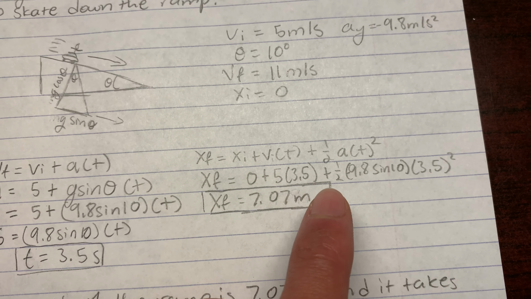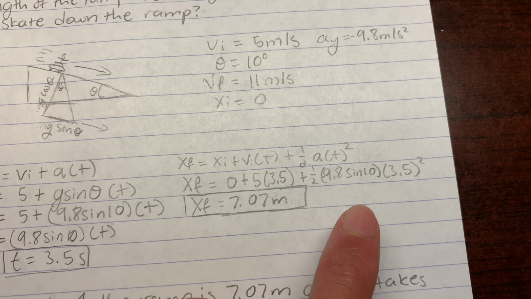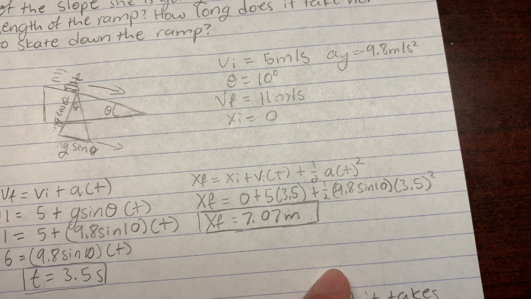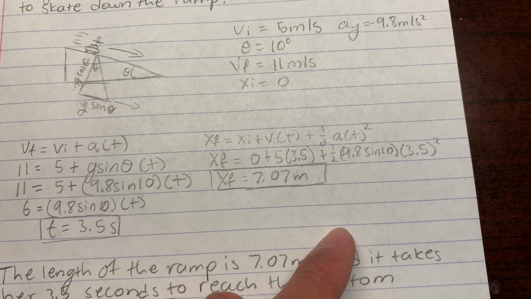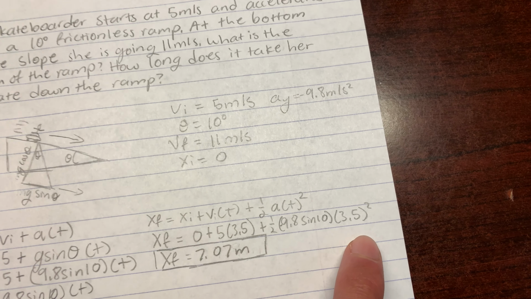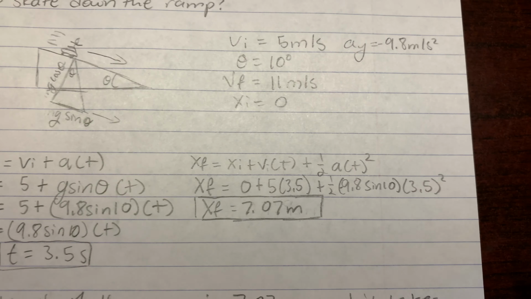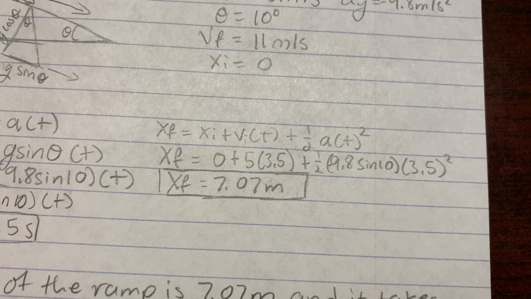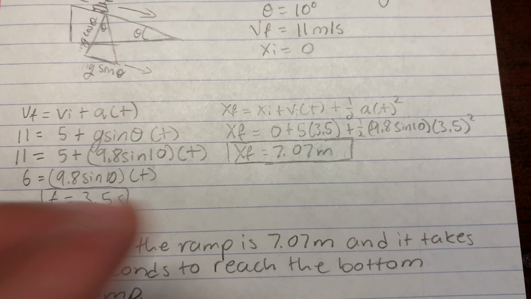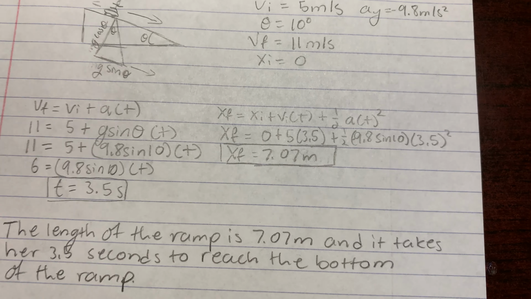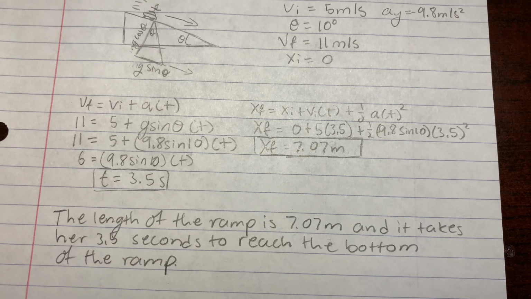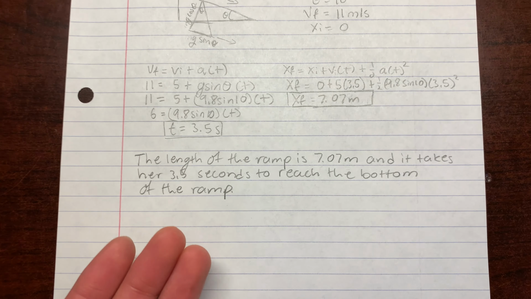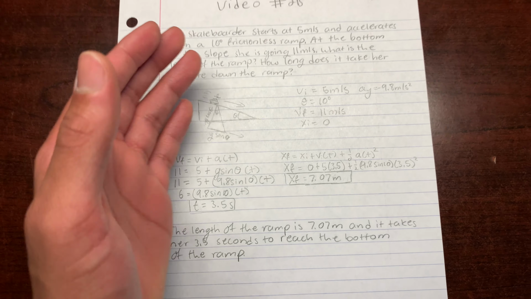We plug in the time we calculated, 3.5 seconds, plus 1/2 acceleration times time squared. The acceleration is the same as before, 9.8 sine of 10, because it's 10 degrees, and then time squared, 3.5 squared. Once we calculate all of that, we get 7.07 meters. That's the length of the ramp, because it's the difference between x final and x initial, from where she started to where she ended. So the length of the ramp is 7.07 meters, and it takes her 3.5 seconds to reach the bottom of the ramp. So that is the explanation.